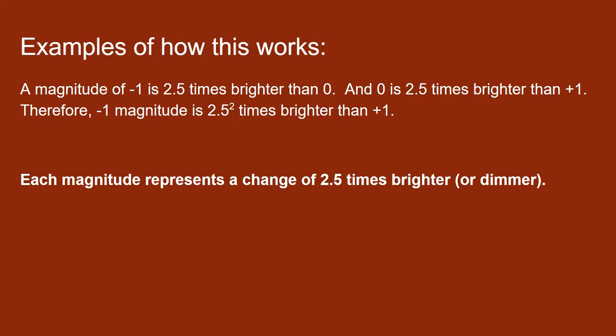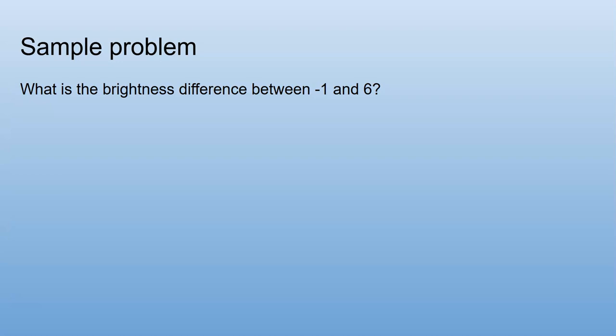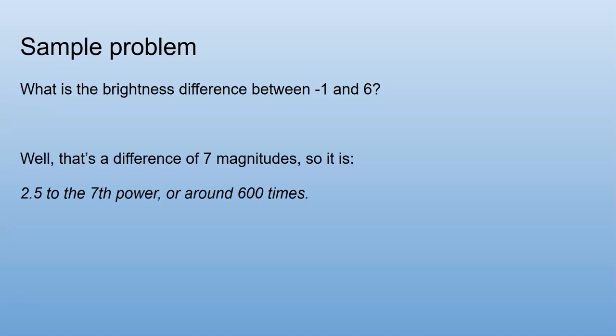So every magnitude represents a change of 2.5 times brighter or dimmer. Brighter if you are going from negative to more negative, and dimmer if you are going from positive to more positive. The brightness difference between -1 and 6: how many magnitudes does that happen to be? Well, that's 7 magnitudes. So that's 2.5 to the 7th power, or around 600 times apparently brighter. That is to say, -1 is about 600 times brighter than a magnitude of 6.